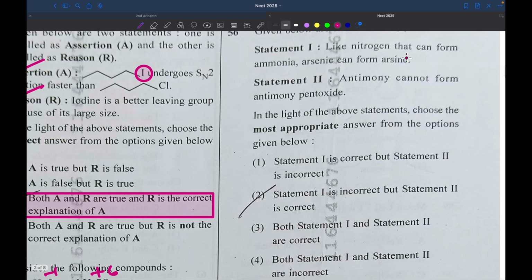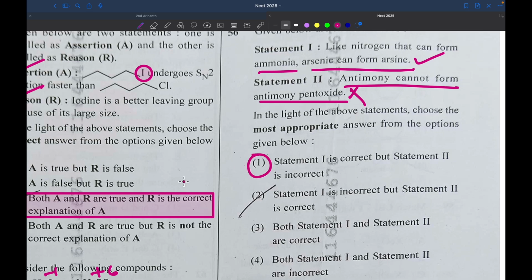Like nitrogen can form ammonia, arsenic can also form arsine. Correct statement. Antimony cannot form antimony pentoxide. Antimony pentoxide is not known because of the size. So statement 1 is correct, statement 2 is incorrect.